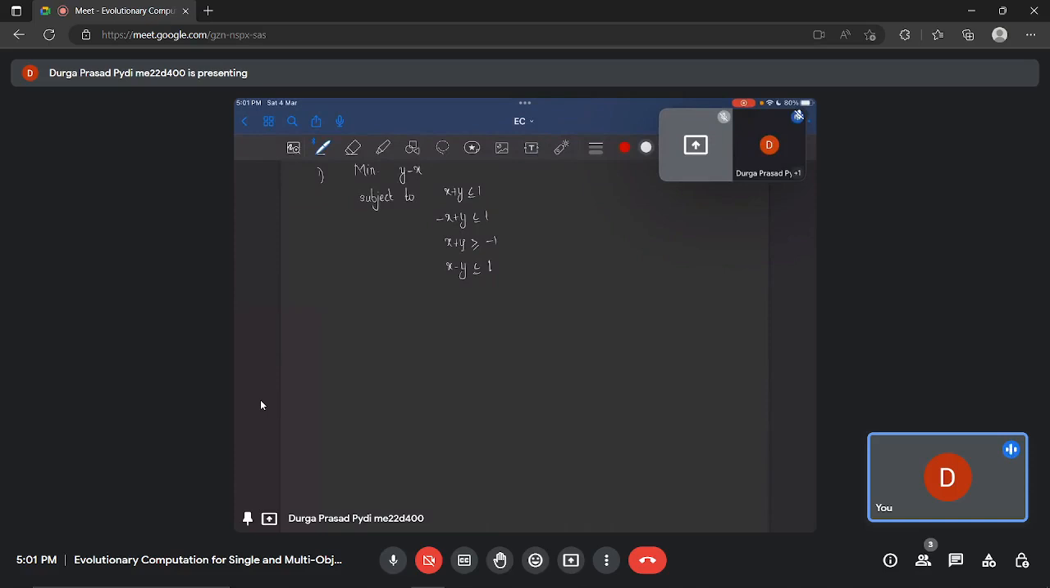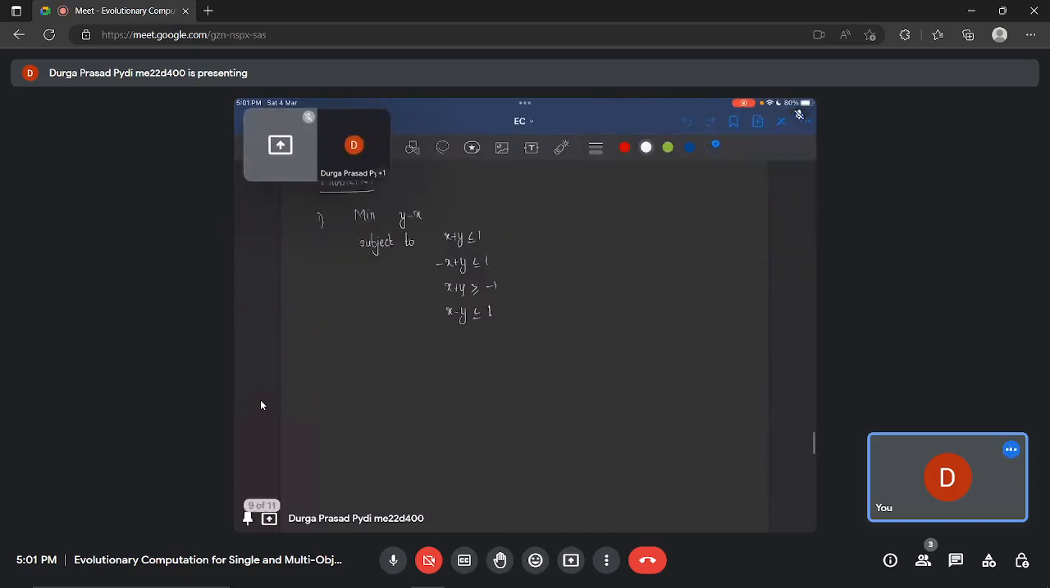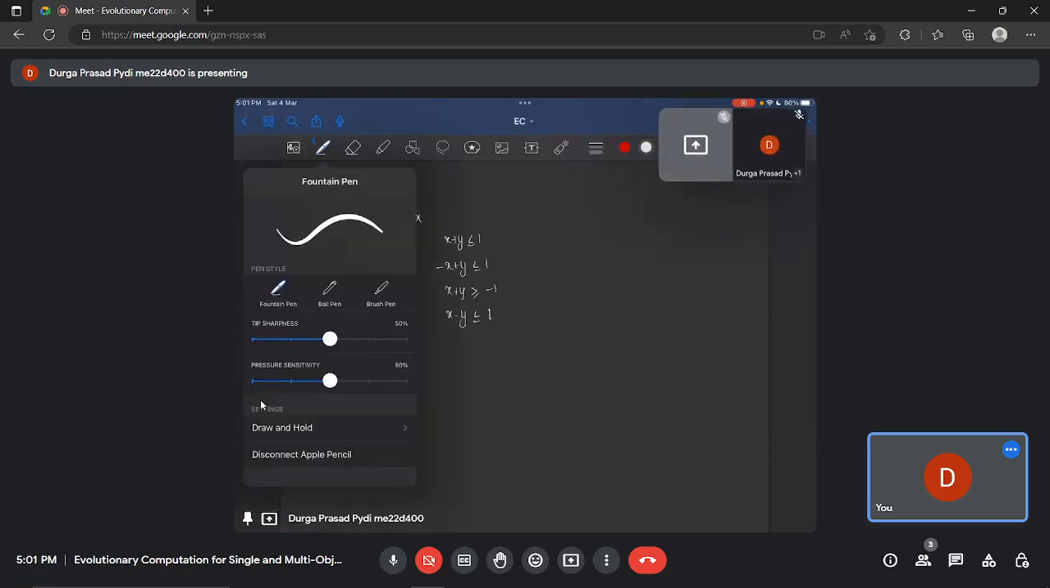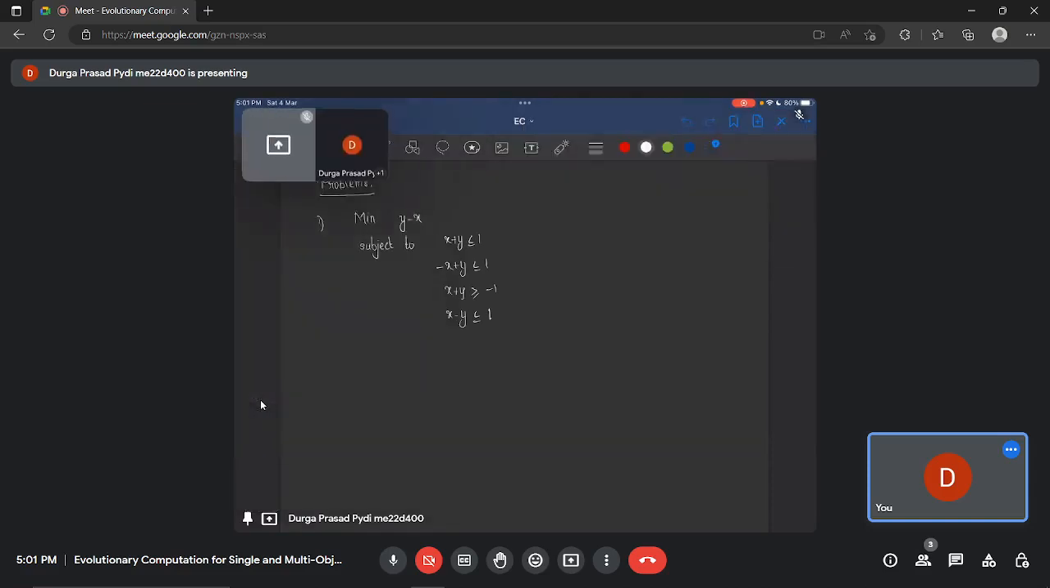We'll now get started with this particular problem. Suppose you have an objective function f of x comma y given by y minus x. This is my objective function, and these are my set of constraints. Suppose it did not have the bounds on a variable as such. So how do we go about solving this particular problem?